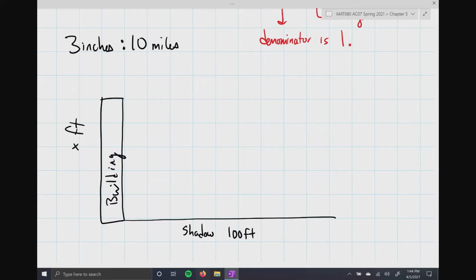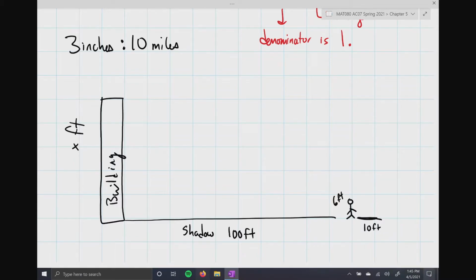Here's me. I'm right here. I'm 6 foot tall, and my shadow is 10 feet. What I can do is figure out how tall that building is with the information I have in front of me.